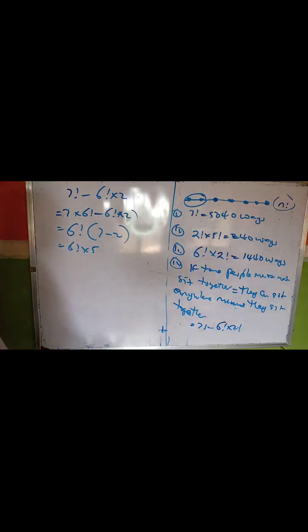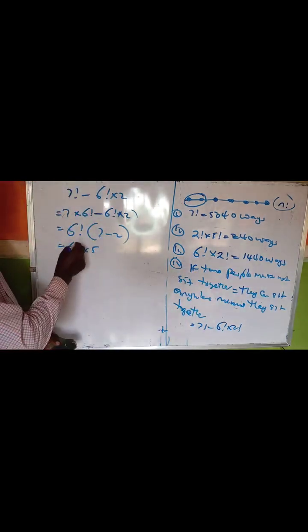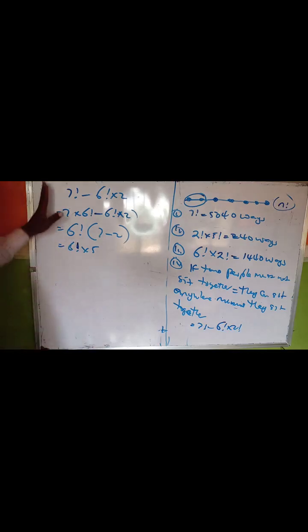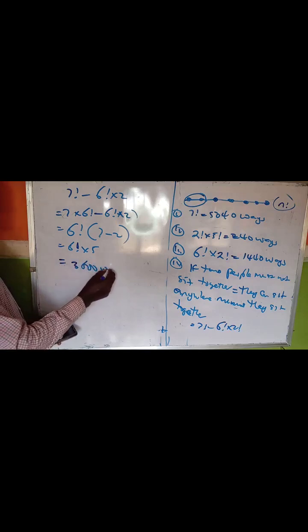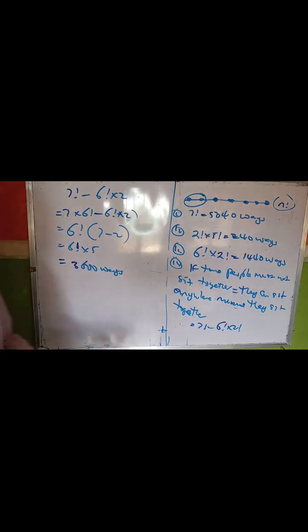Look, sometimes they may not give you the raw answer like this. This is how they are going to present it to you. So that's why it's good for you to know how to solve it like this. And if you want to get the answer now, you will have 6 factorial times 5, that's 3,600 ways. So that's it.